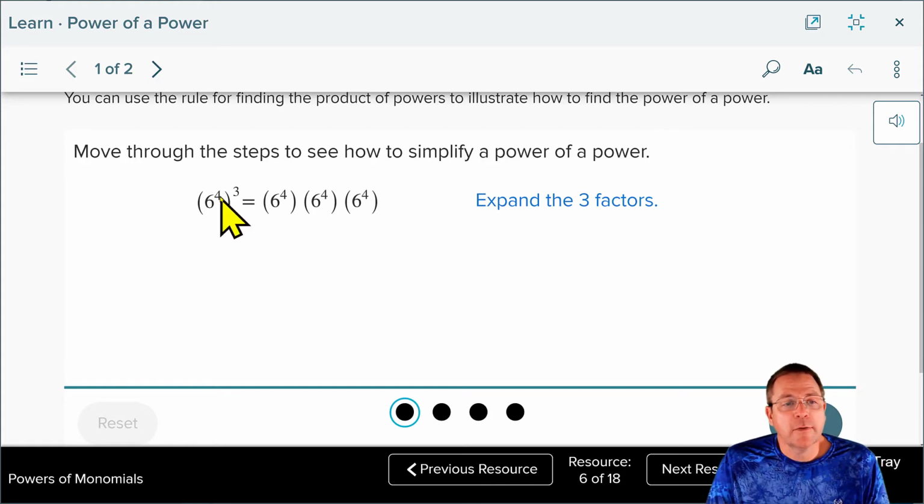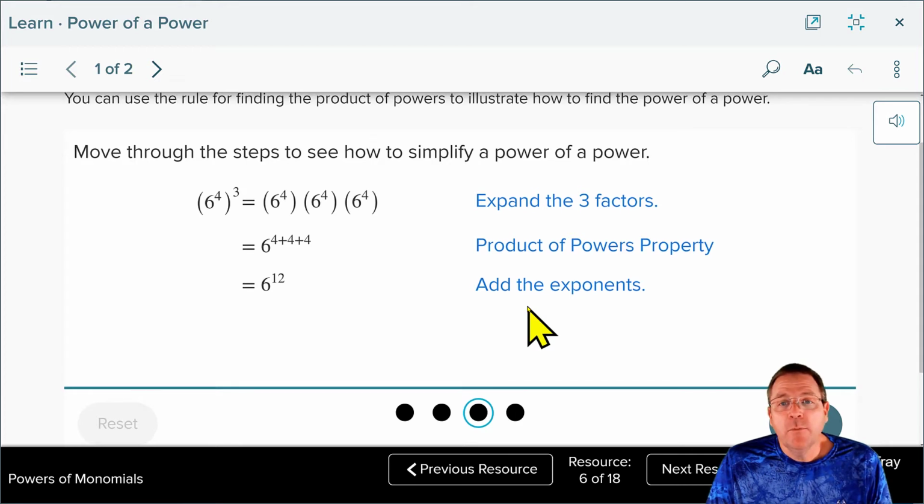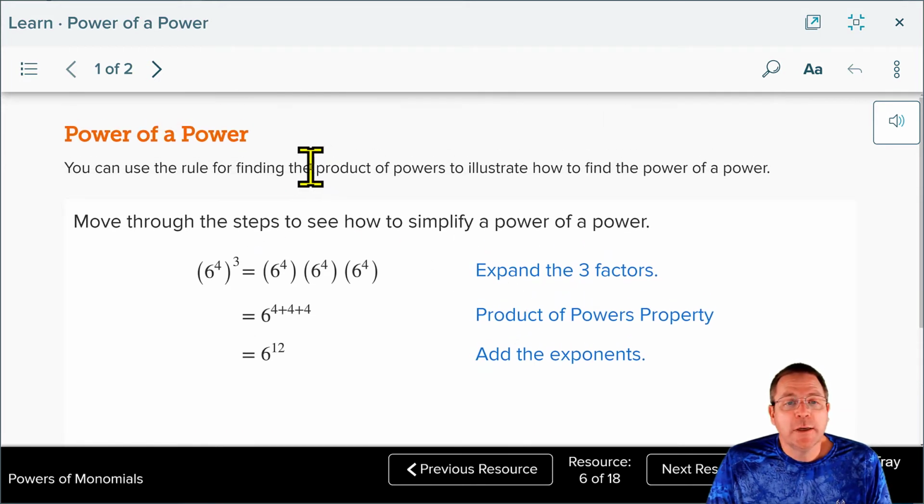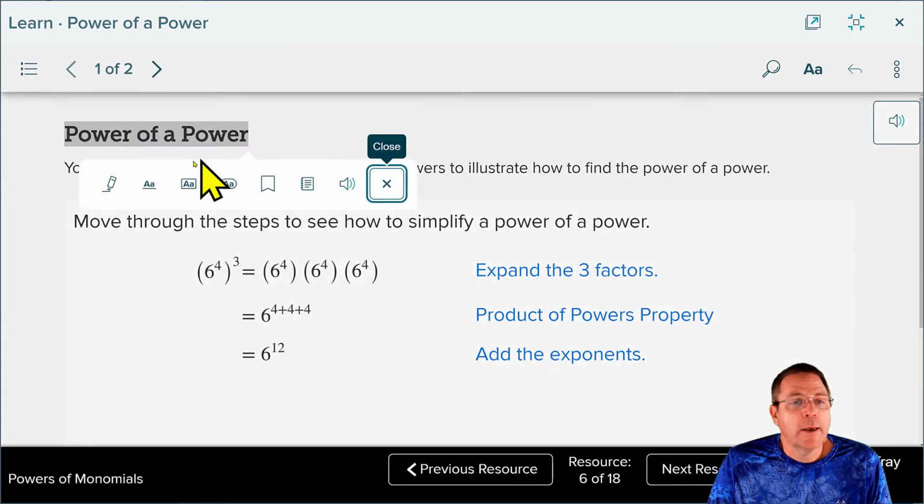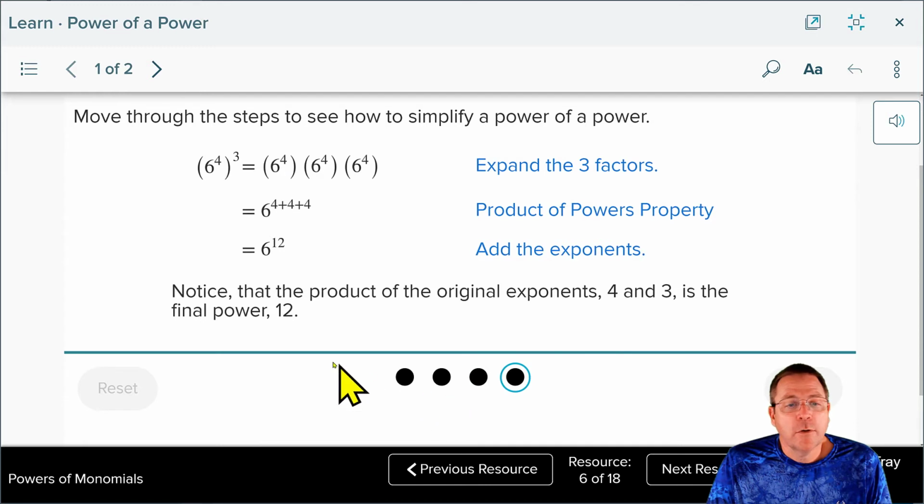So right here you've got 6 to the 4th cubed, which is 6 to the 4th times 6 to the 4th times 6 to the 4th, 3 times. Next, you would do 6 to the 4th plus 4 plus 4, also known as 6 to the 12th. That would be the way we would do it if we were using the product of powers rule that we were used to. But now we can also use the power of a power rule. Let's go ahead and highlight that part because that's going to be important, and take that on to our last slide.